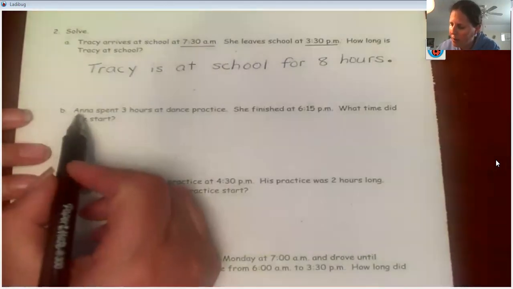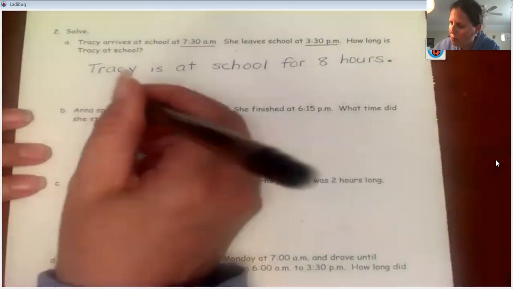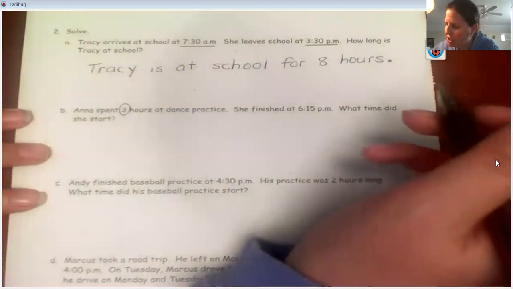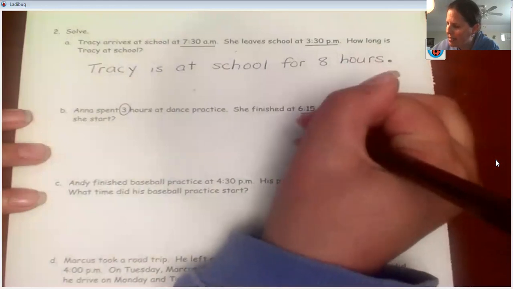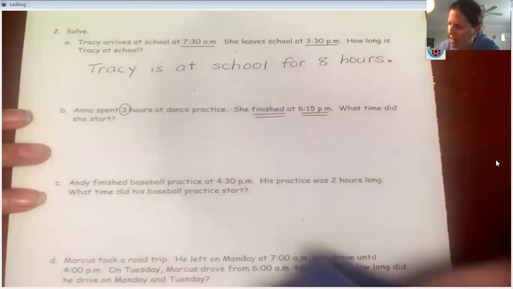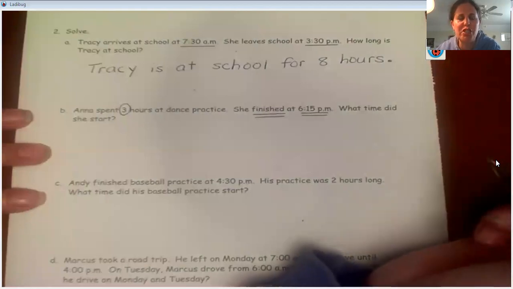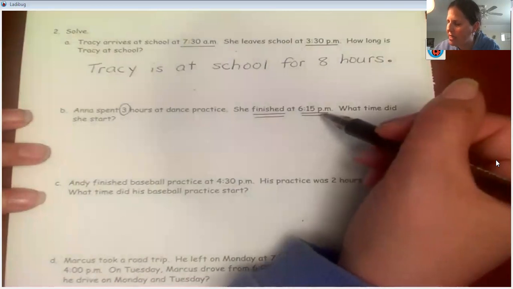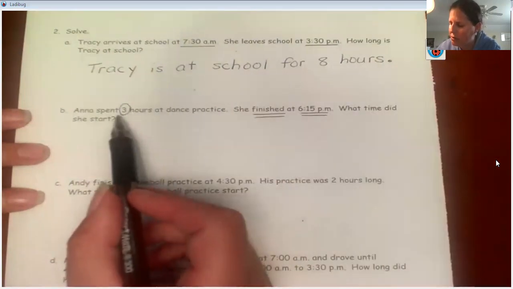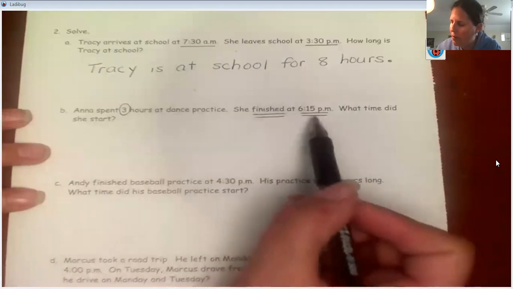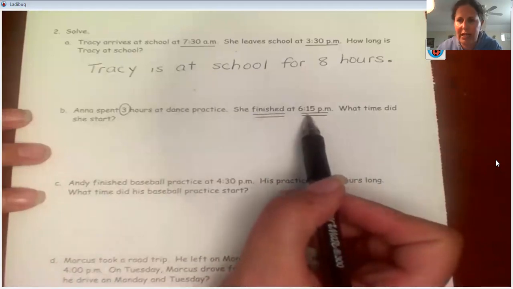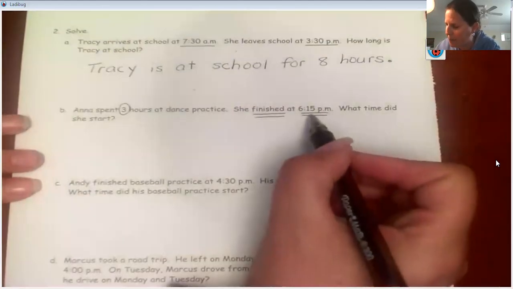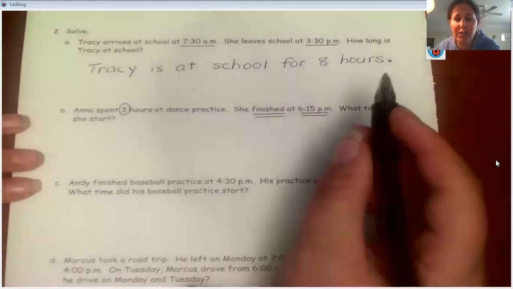Okay, letter B. Anna spent 3 hours at dance practice. She finished at 6:15 p.m. What time did she start? So they're giving us the ending time of 6:15 p.m. and letting us know she spent 3 hours. So what we need to do is start at 6:15 and count back 3 hours to get the starting time. So I can just count back 3.